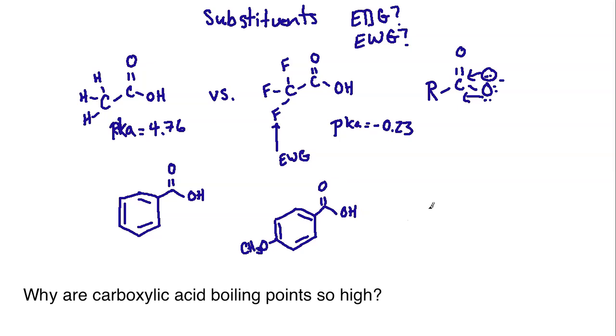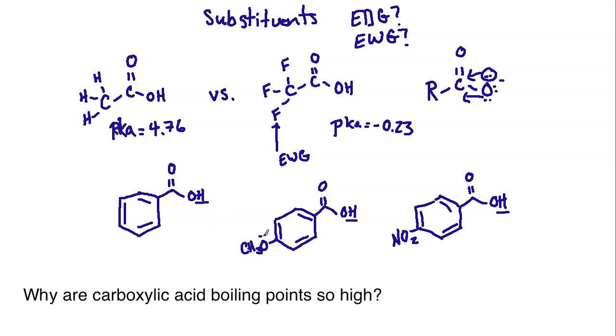Okay, and we can also do another one, but instead of a donating group, this time we'll do a withdrawing group. So one of the best known withdrawing groups is the nitro group that we can put on the ring there. Don't want to forget that this is aromatic. And then there's the benzoic acid part. Okay, so these right here are the acidic protons that we're talking about.